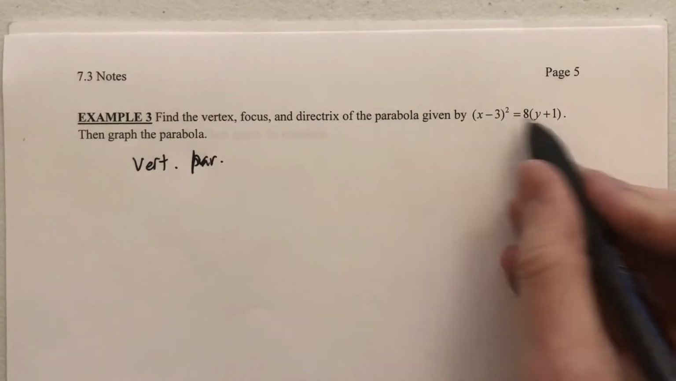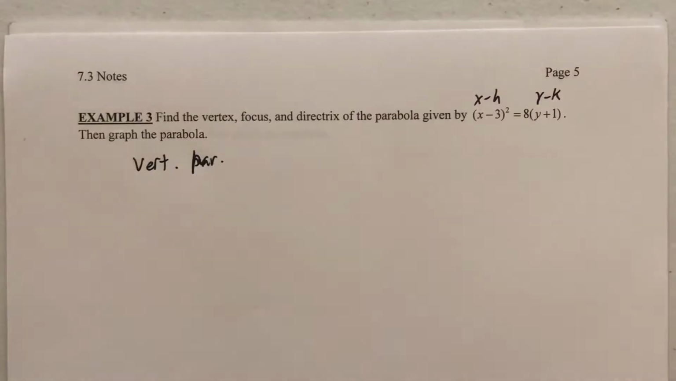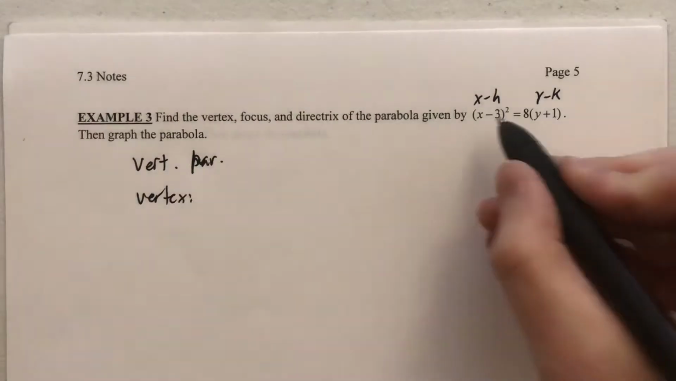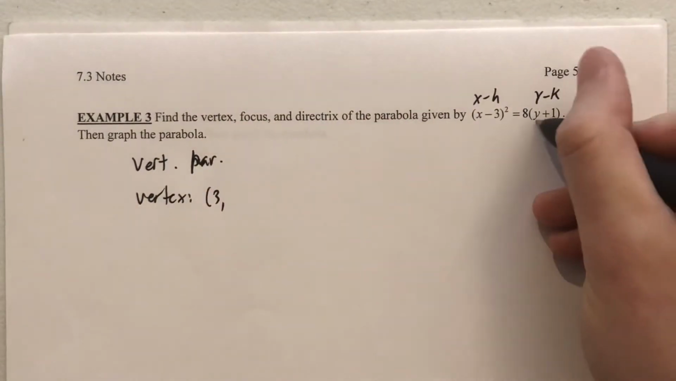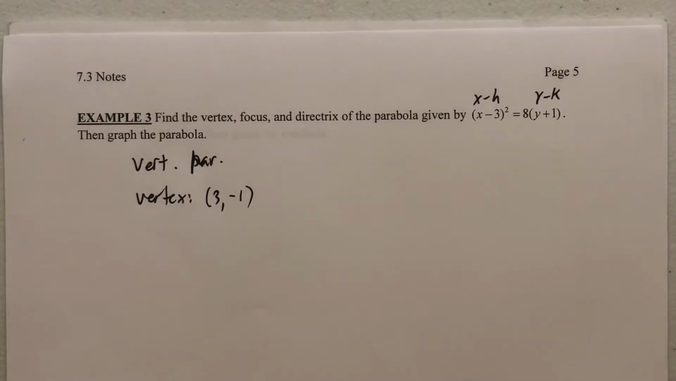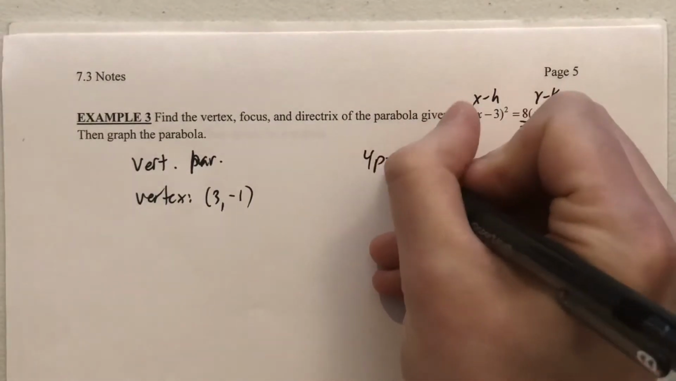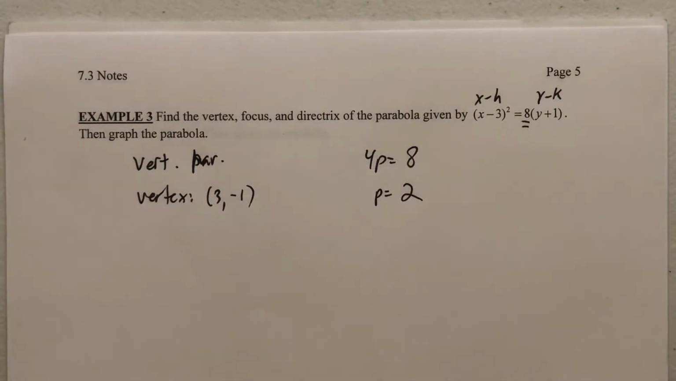We can look at the h and the k here because we know h corresponds to x, k corresponds to y. So we know our vertex is going to be at the point, well, if this is x minus 3, then h is 3. Y plus 1 would mean k would be a negative 1. So that's going to be our vertex of 3, negative 1. And we can use this 8, again set equal to 4p, to find out that p is a positive 2.